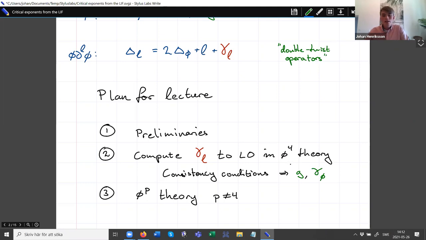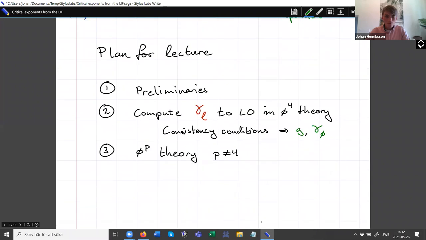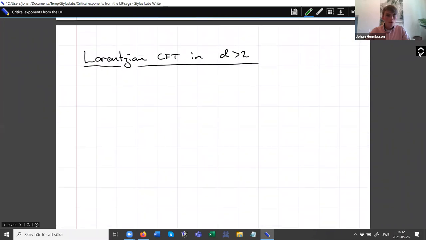And then we're going to see that there are some consistency conditions once you have computed gamma L that will actually fix the leading order values for these two parameters. And then if I have time at the end, I want to go back to the general case and comment on phi to the four theory for p not equal to four. So without further ado, let's begin.